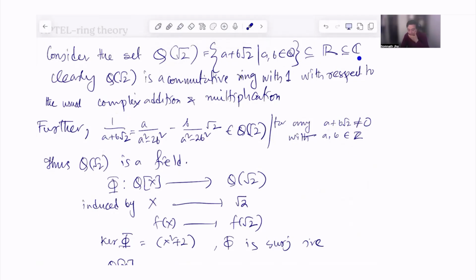So this is inside the complex numbers. If this is a subring, then this inverse would be equal to what you calculate in the complex numbers, or real numbers. You multiply by a minus b root 2 in the denominator and numerator, and you clear out the fraction part. So you write it again of the form E plus F root 2.